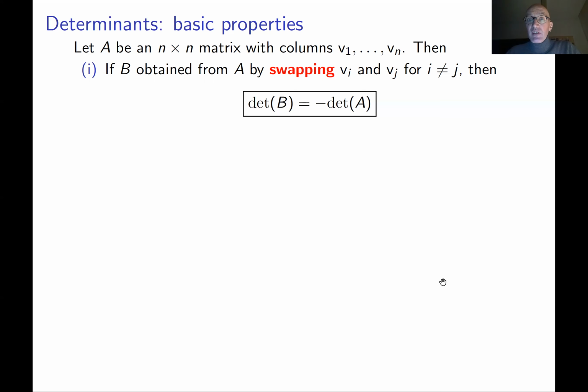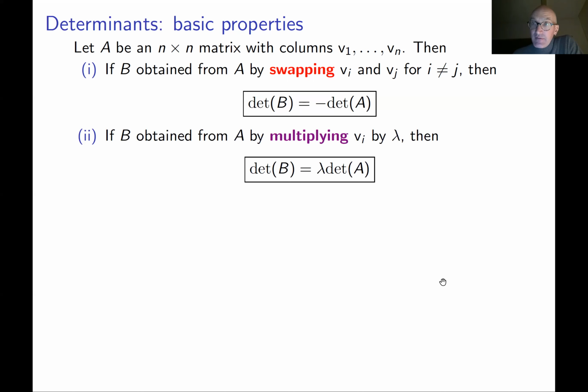So in particular, if your matrix has two identical columns, its determinant is 0. Why? You swap them, nothing changes, you get the same matrix, but the determinant has to be multiplied by -1. There's only one number which remains the same when multiplied by -1. This number is 0. Okay, so this is very handy. Of course, the same property holds for rows, but we present it here only for columns for simplicity.